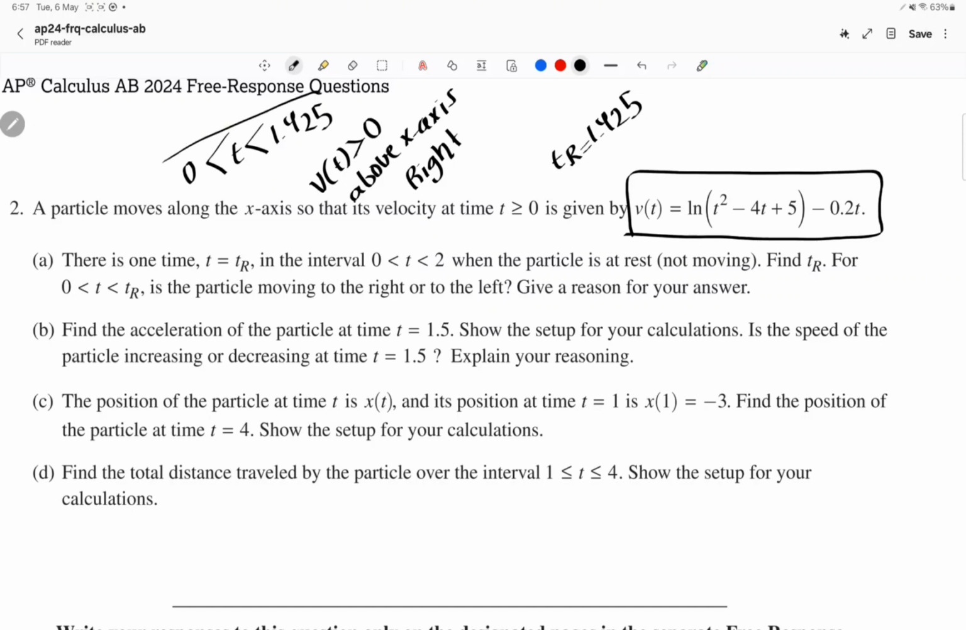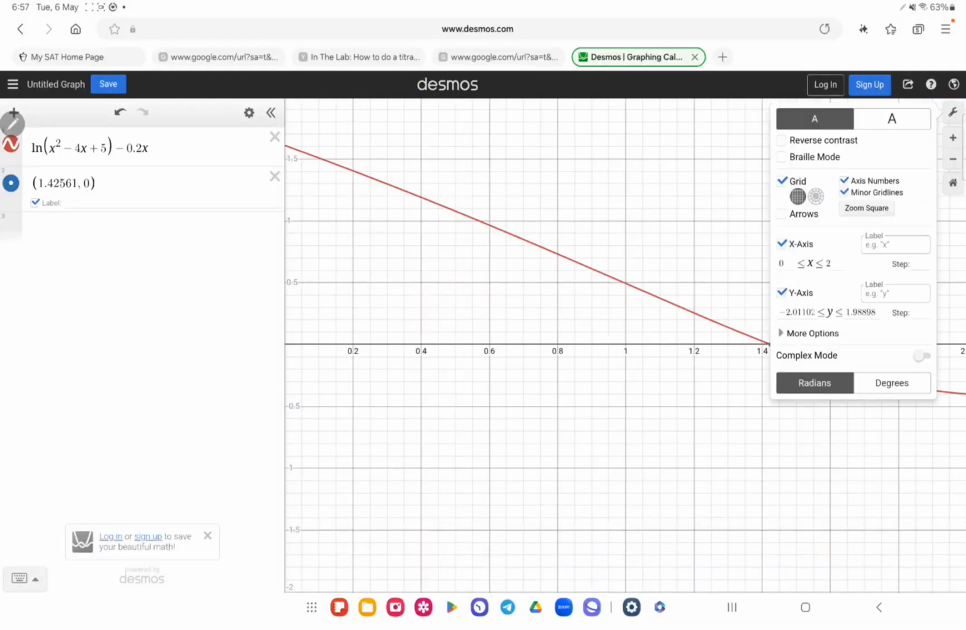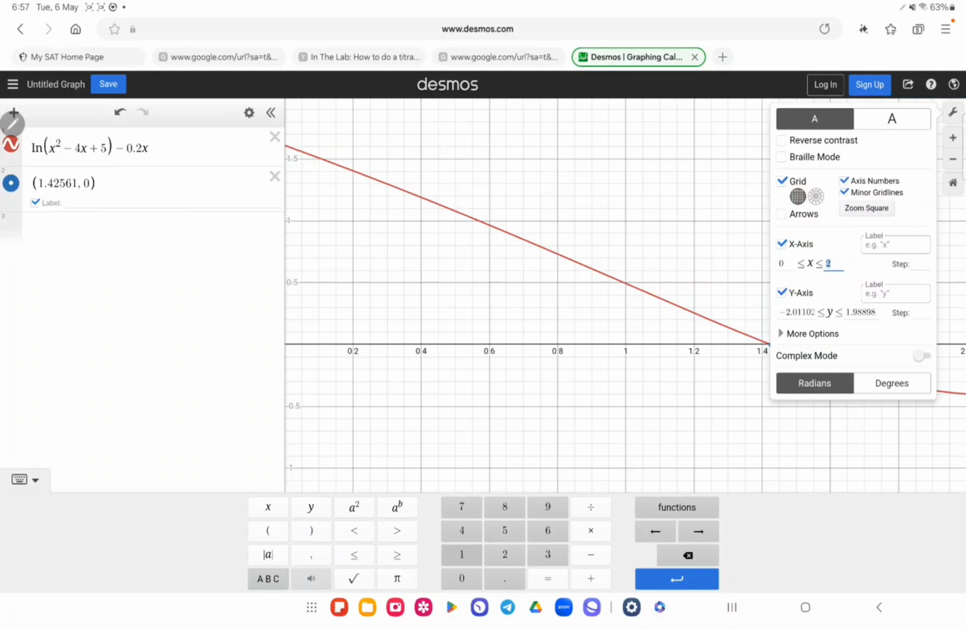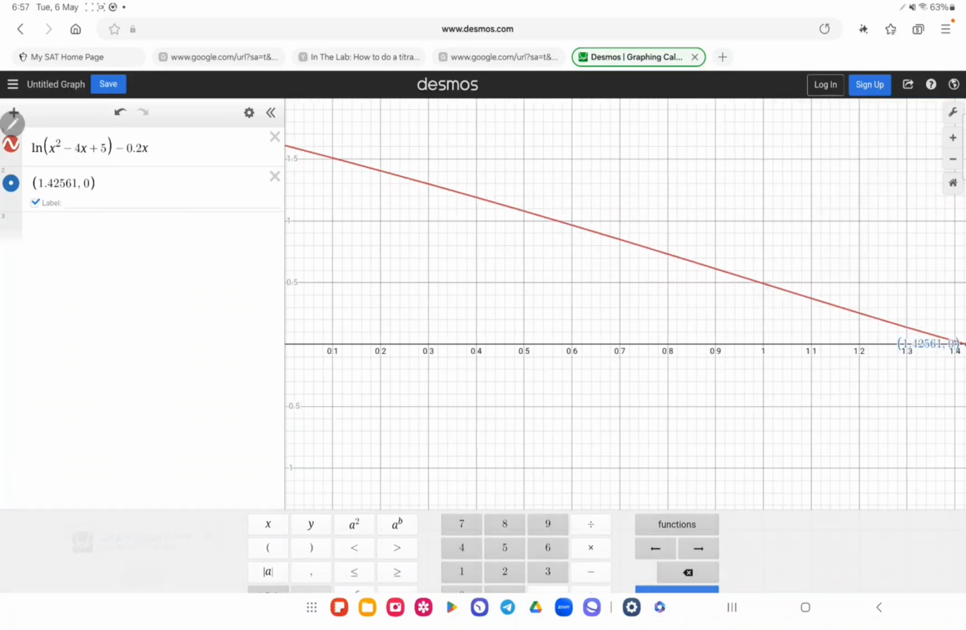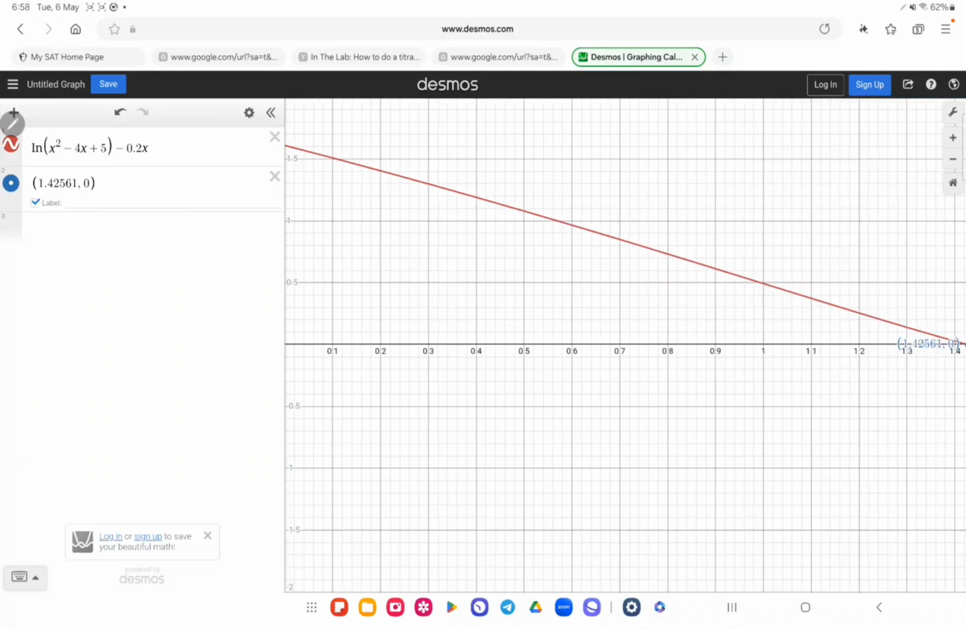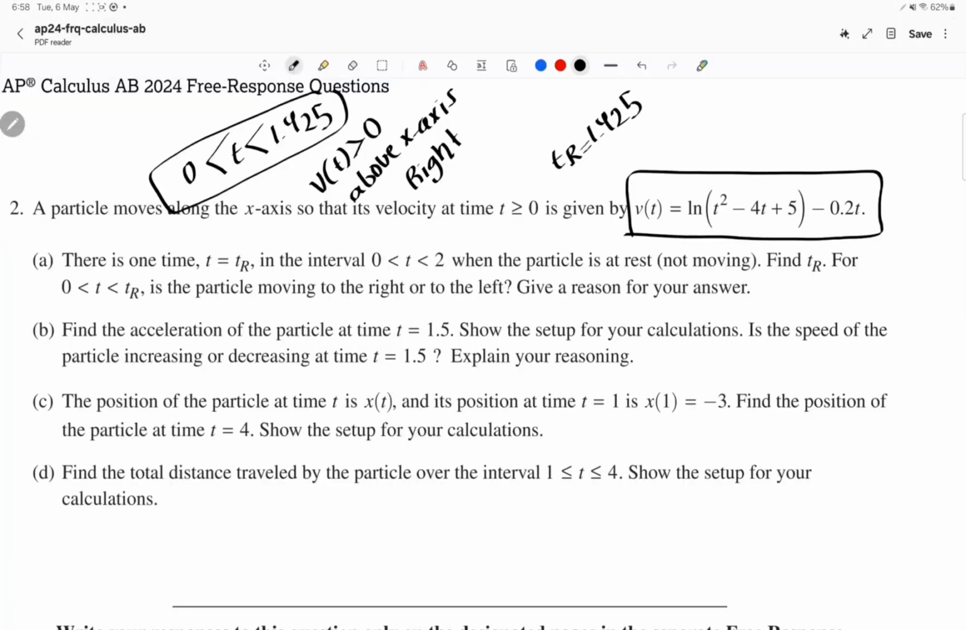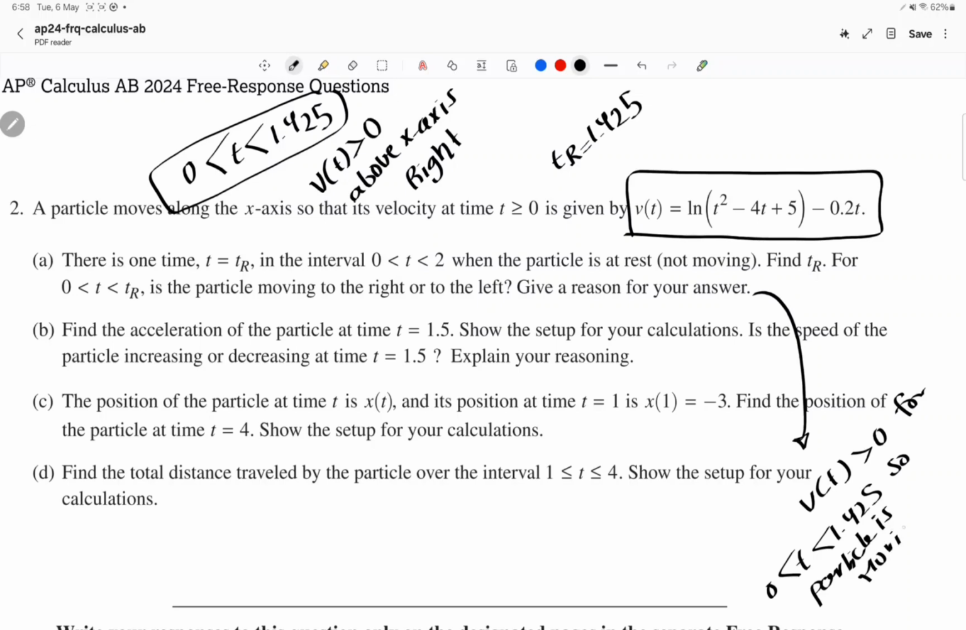Our window has to range from 0 to 1.425. So make this window from 0 to 1.425. You see it's above the x-axis. That means what? That means moving to the right. So we're going to say the v(t) is more than 0 for t bigger than 0, less than 1.425. So the particle is moving to the right.